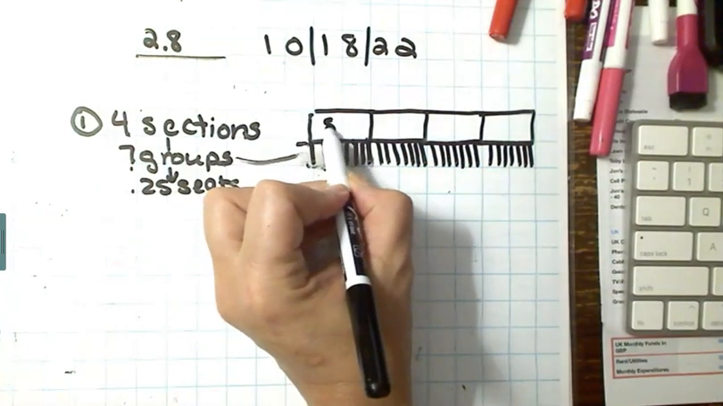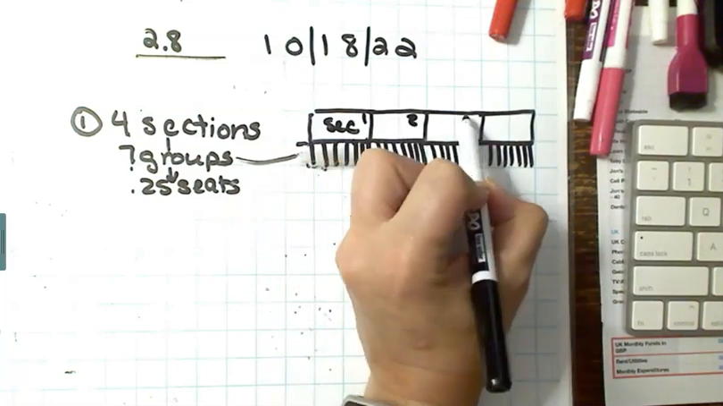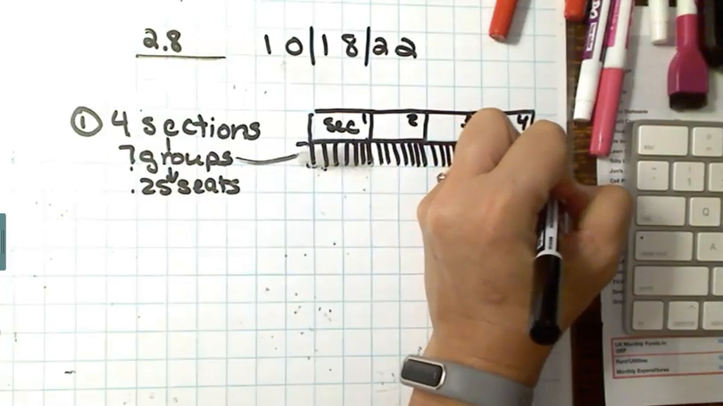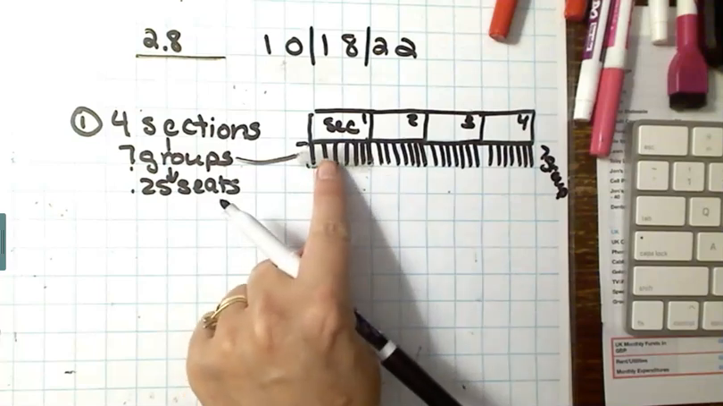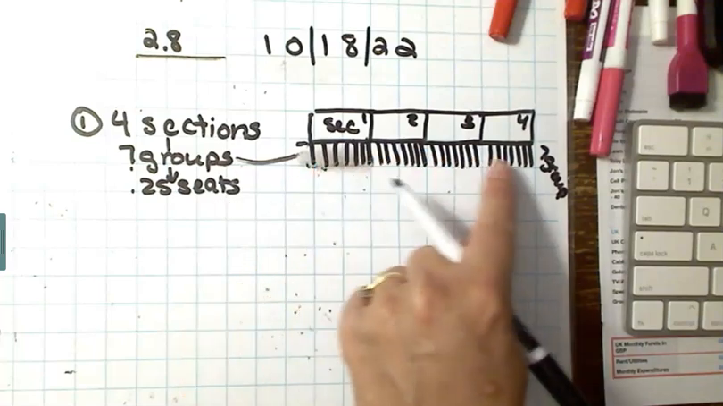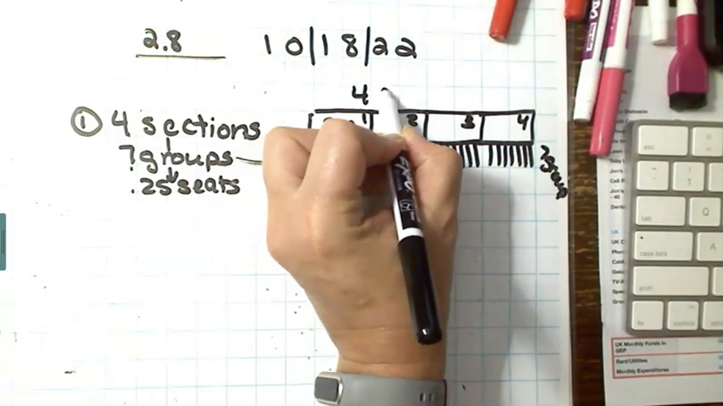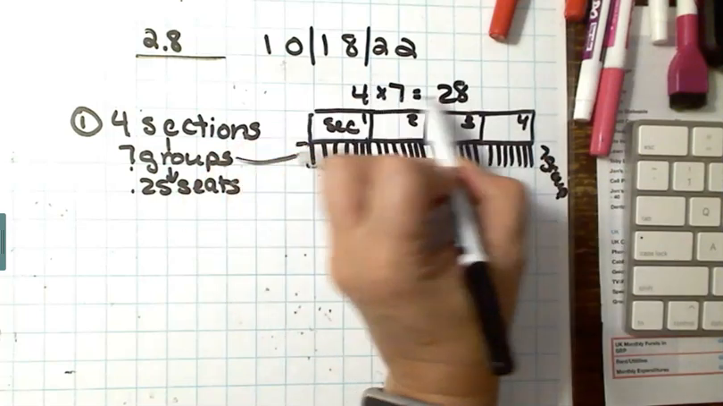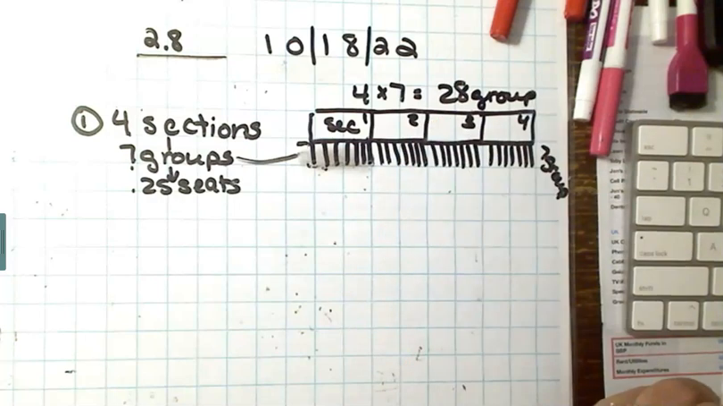So each of these sections, right? There were 4 sections. 1, 2, 3, 4. Each of these sections had 7 groups. So how many groups do you have all together? 7 plus 7 plus 7 plus 7, or 4 groups of 7. So you can see we already have 4 groups of 7 groups. We have 28 groups all together. Would you agree on that?